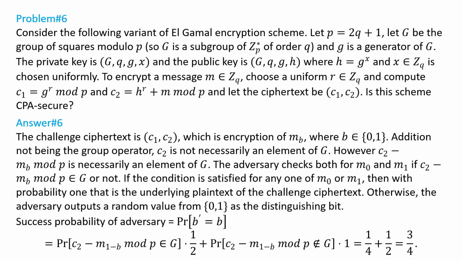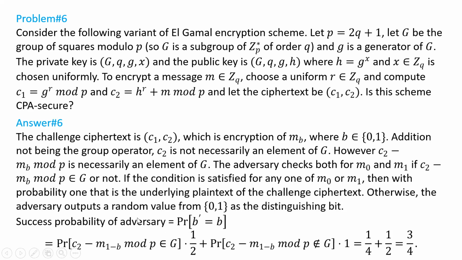So we compute the success probability of the adversary, that is, how correctly it can say what the bit B is, whether it is seeing the encryption of M0 or encryption of M1. So the success probability of the adversary is the probability of B dash equal to B, where B dash is the bit that the adversary returns. That is nothing but the probability of C2 minus M1 minus B mod P belongs to G.